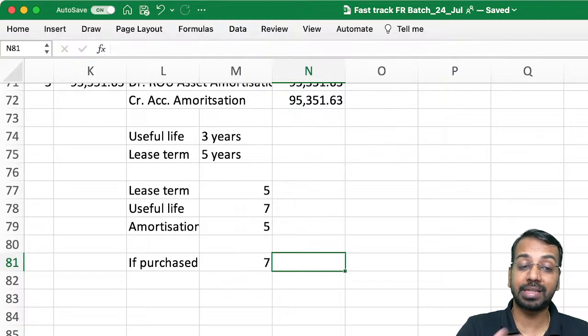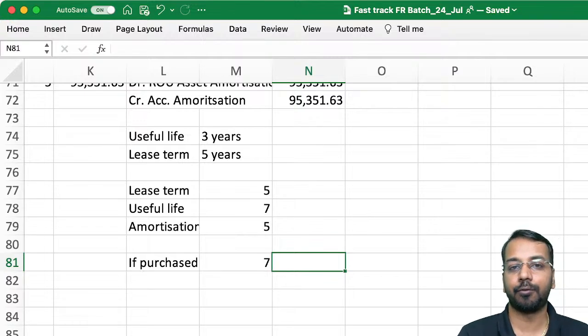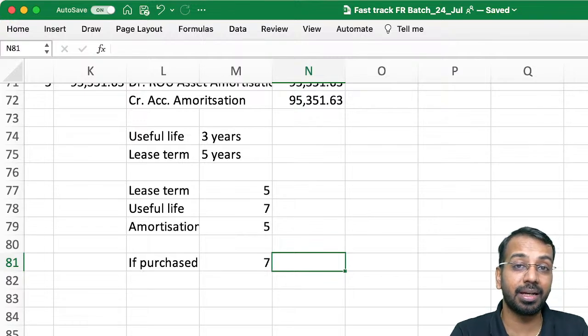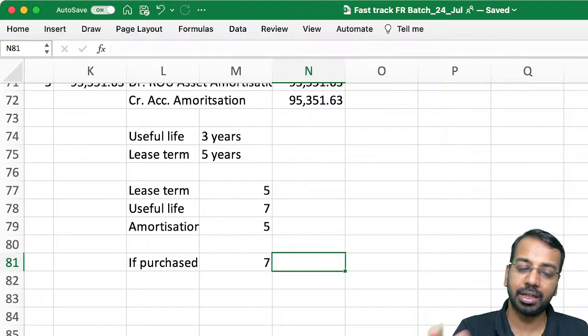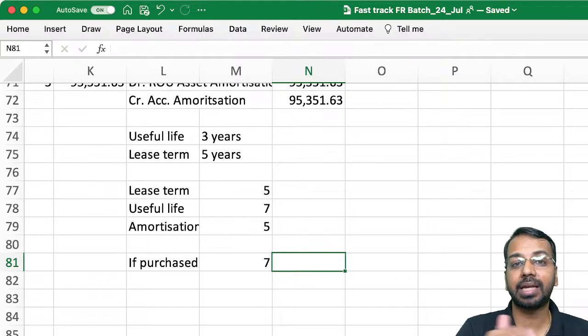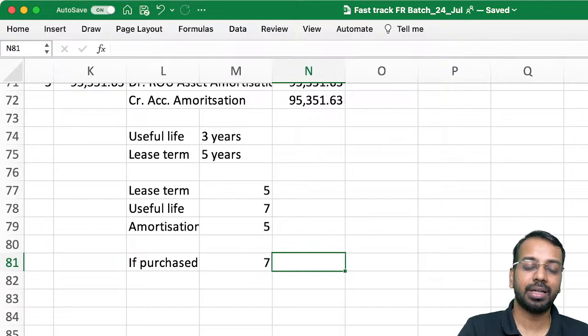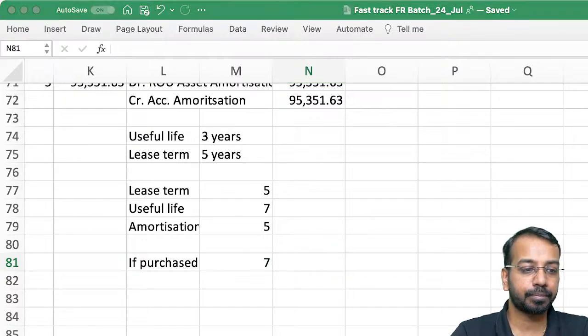If the useful life is lesser than the lease term, you will use the useful life only. If the useful life is greater than the lease term and the asset is transferred, you will use the useful life. If useful life is greater but the asset is not transferred, then you will use the lease term only, right? That is how we will amortize the asset subsequently.